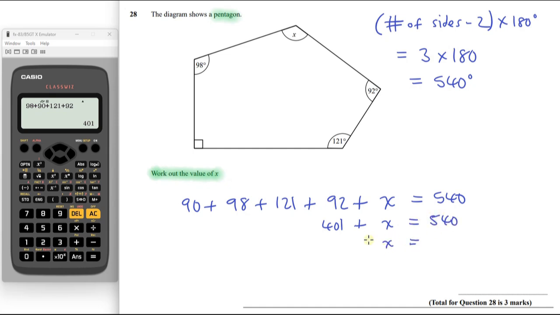So now we can just subtract 401 from both sides, and we get x is equal to 139, not 1039, 139 degrees. Have I done that right? Yes, I think I have. 139 degrees. And that looks about right. It's an obtuse angle, so it's bigger than 90. So that's going to be my answer, 139 degrees.